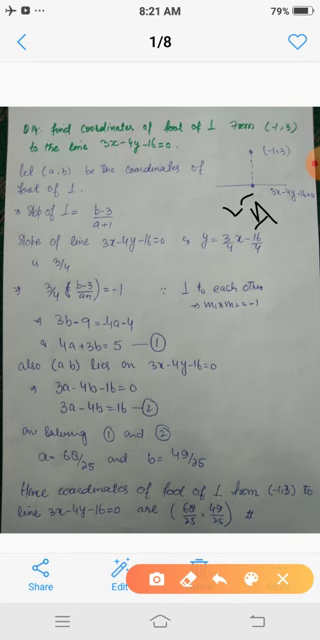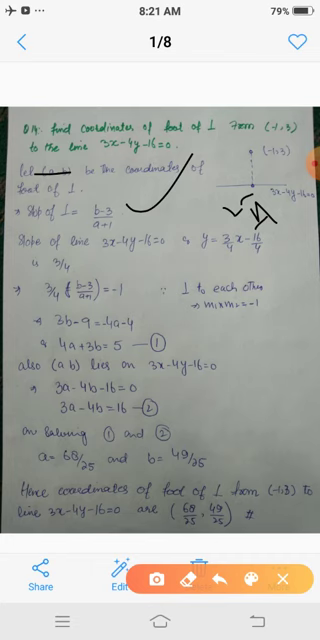Let (a, b) be the coordinates of this foot of the perpendicular. Now the slope of this perpendicular is (b minus 3) upon (a plus 1), because it passes through 2 points. Using the 2-point formula we simply get (b minus 3) upon (a plus 1). So this is the slope of the perpendicular.